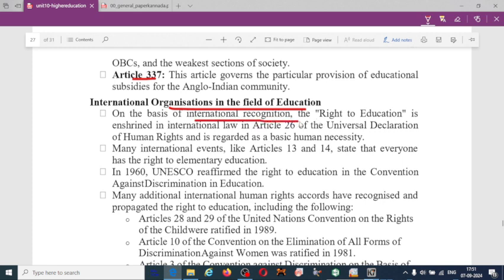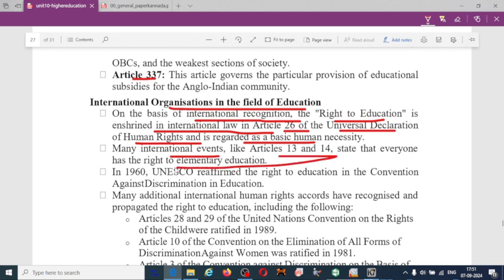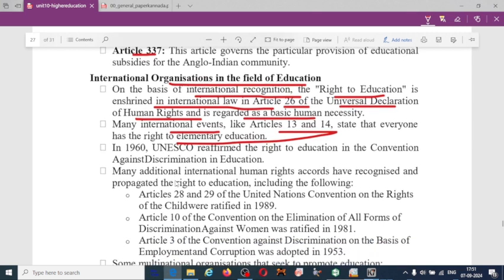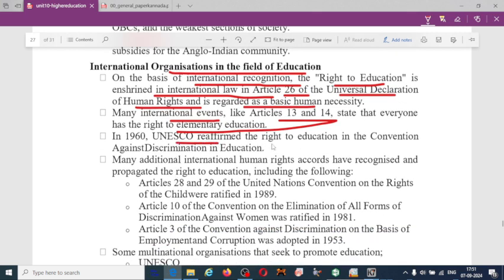On the basis of international recognition, the right to education is enriched in international law in Article 26 of the Universal Declaration of Human Rights and is regarded as a basic human necessity. Many international events like Articles 13 and 14 state everyone has the right to elementary education. UNESCO recognizes the right to education in the Convention Against Discrimination in Education. Many additional international human rights accords recognize and propagate the right to education.